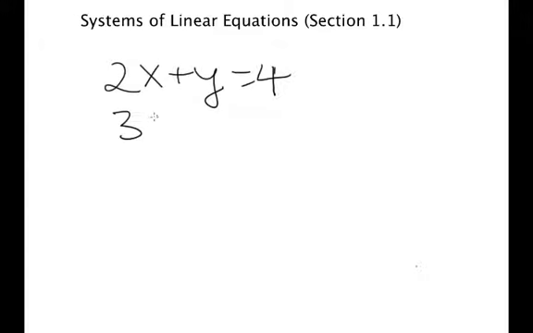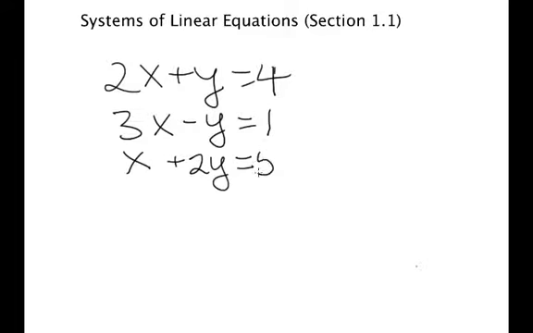Okay, let's look at another example. Let's take an example now with two variables and three equations. So consider 2x plus y is equal to 4. 3x minus y is equal to 1. And x plus 2y equals 5. So, since there are more equations than unknowns, maybe this system of equations does not have any solutions.